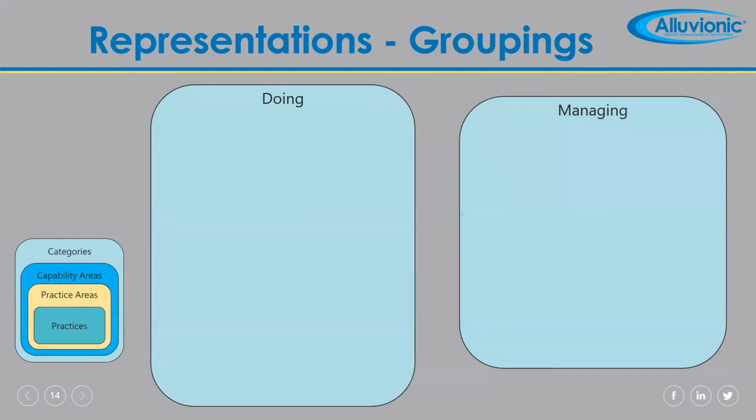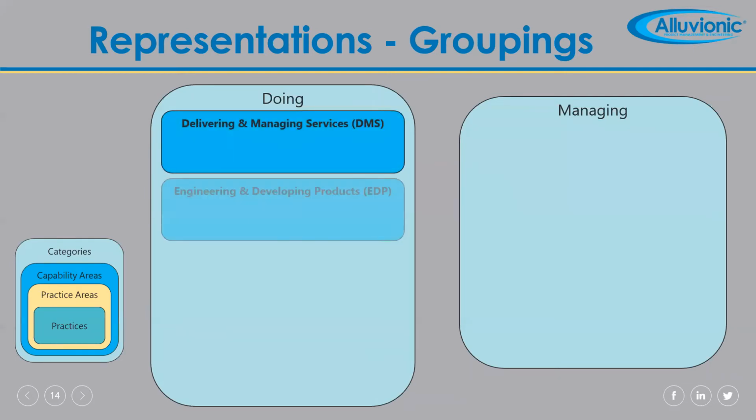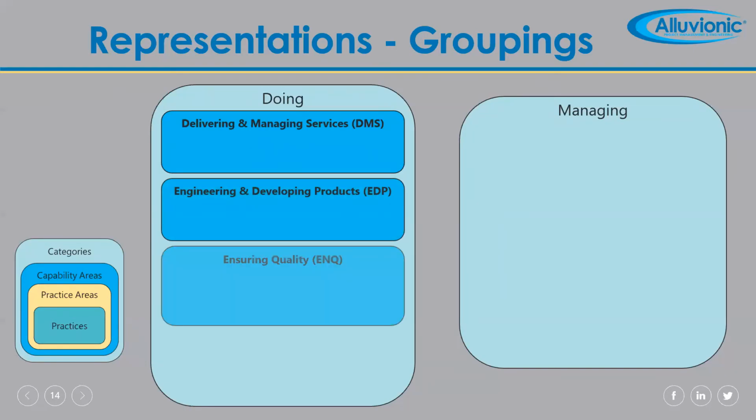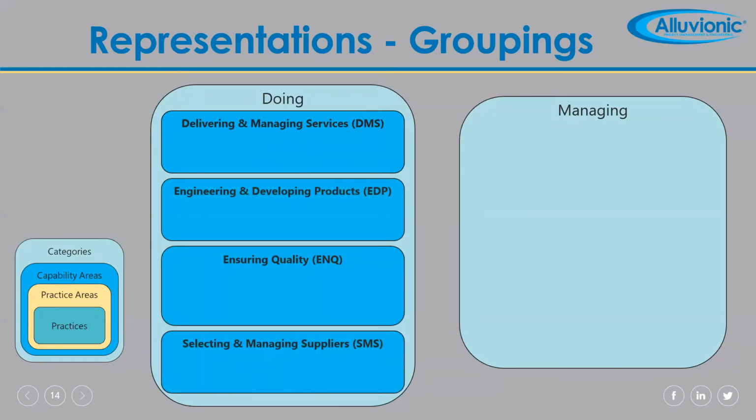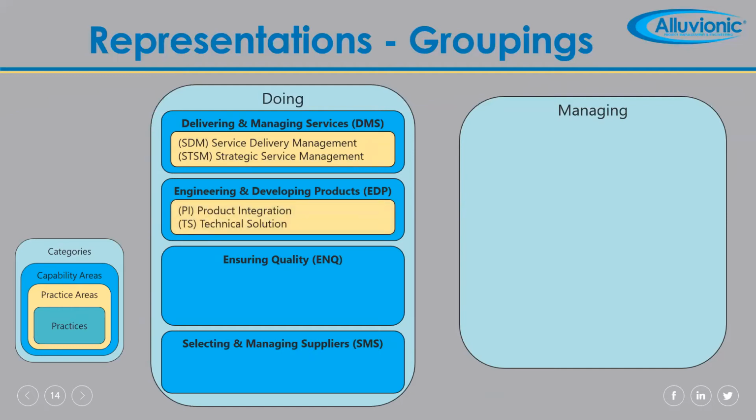So here we'll start with the categories of doing and managing. Within the doing category, we have the capability areas of delivering and managing services, engineering and developing products, ensuring quality, and selecting and managing suppliers. Now, within the DMS capability area, we have the practice areas of service delivery management and strategic service management. In the EDP category, we have 2 practice areas, PI and TS.